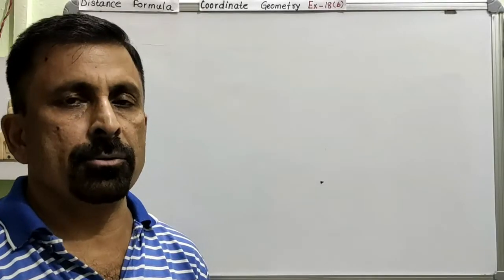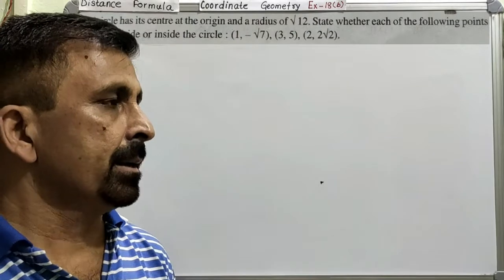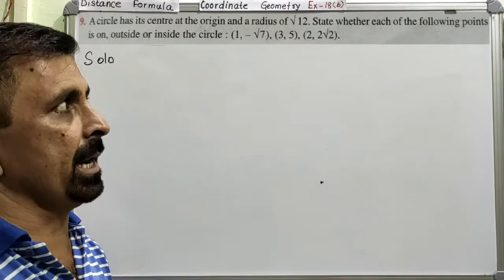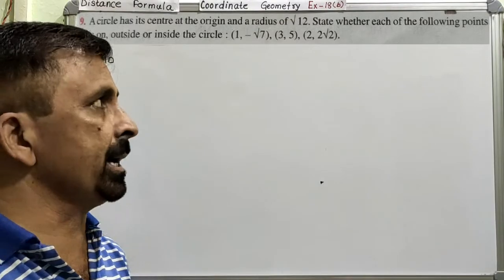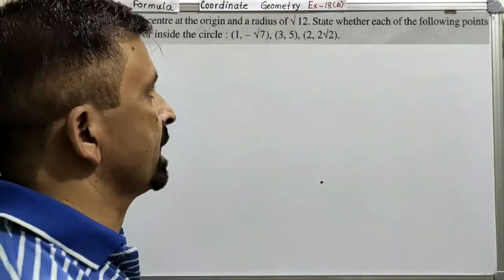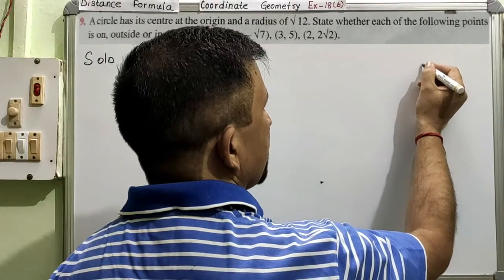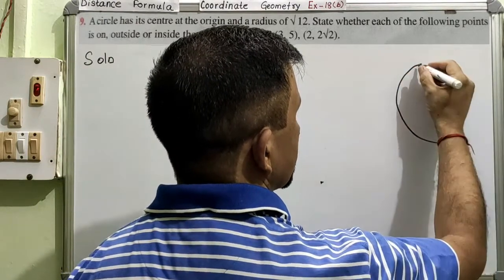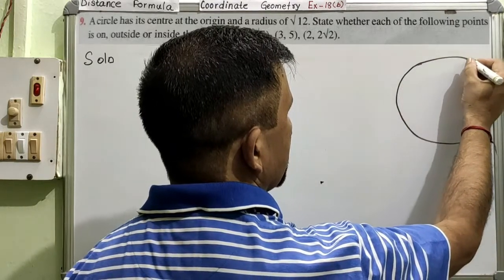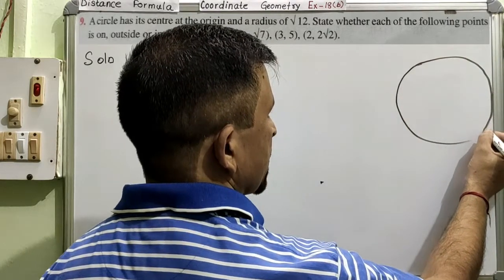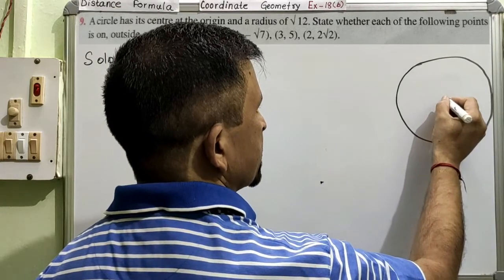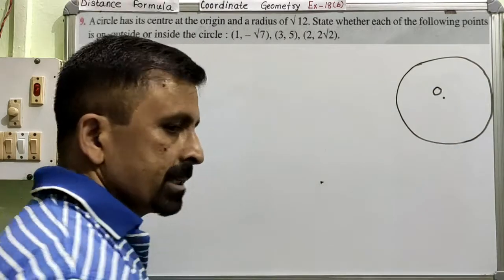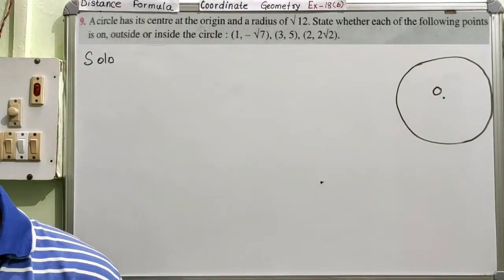Now we are moving on to question number 9. In question number 9, we have the center of the circle at the origin and the radius is root 12. Let us draw the diagram. This is a circle whose center is at the origin. Suppose this is O. Center is denoted as O.